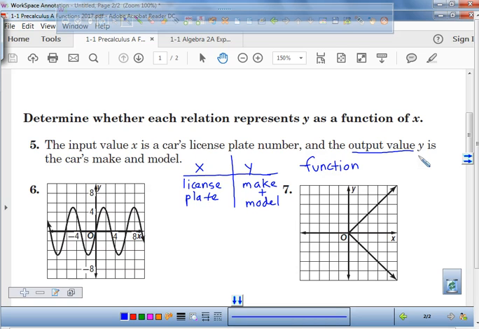So that wouldn't be a functional relationship. That would be a relationship. It would be a relation. It just wouldn't be a function, because each input has to have how many outputs? One. That make sense? All right.